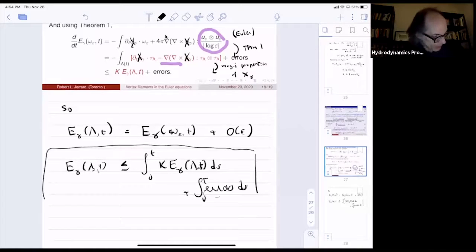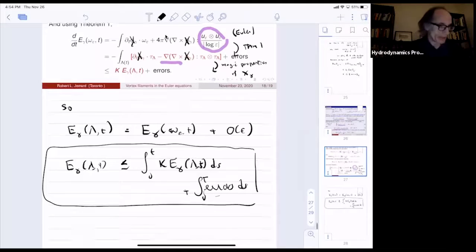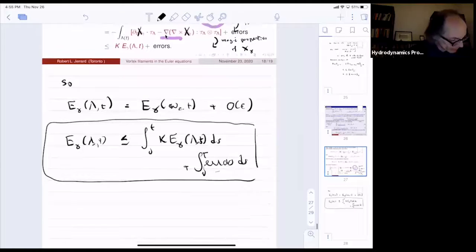Okay, and then once I have this, this is like knowing that if I were allowed to differentiate, this would say that d/dt of e sub gamma is bounded by a constant times e sub gamma, which would tell me that e sub gamma can grow at most exponentially. That's Gronwall's inequality. The same is true actually if we have this estimate in integral form rather than differential form. And so then Gronwall's inequality, some form of Gronwall's inequality.